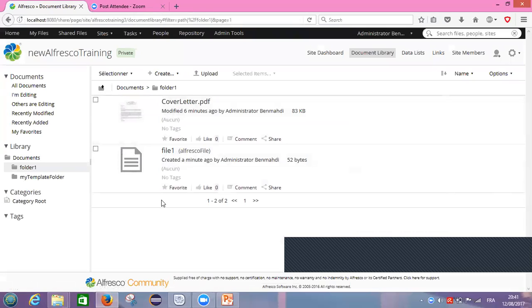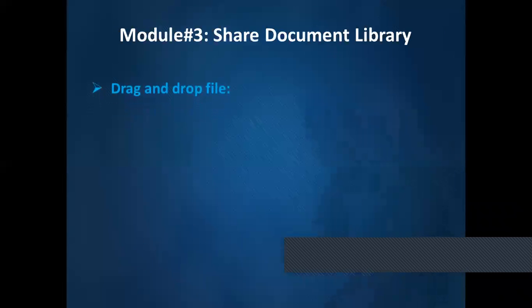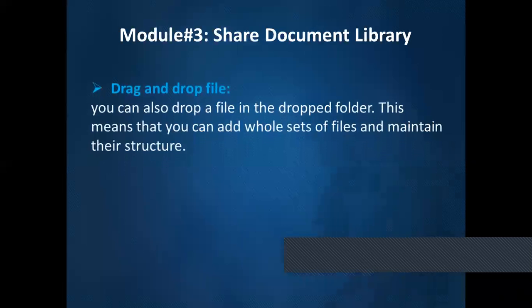Okay, so we've seen how to create our folder and our file. Now let's move to option number 3, which is how to drag and drop our file. You can also drop a file in the folder. This means that you can add whole sets of files and maintain their structure. So let's see how we can drag and drop files.